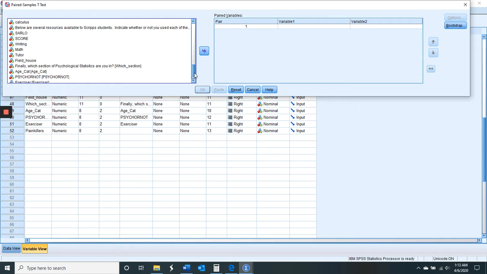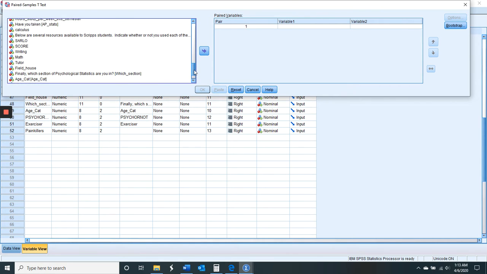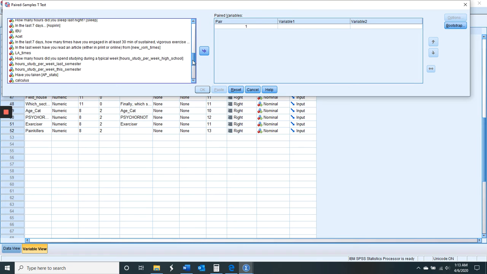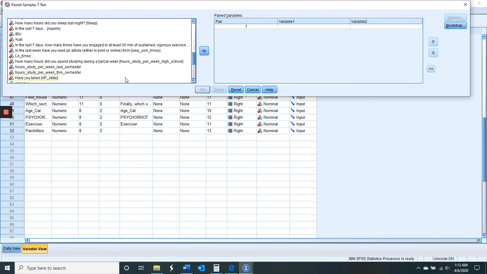And so in this survey, this is a survey of students in a previous class in previous years. And one of the things that we asked them was how much they studied in high school, how much they studied last semester, how much they studied this semester in a typical week. So let's see if people change. I'm curious if people are studying more now in college this semester versus in high school. And so it's really pretty easy.